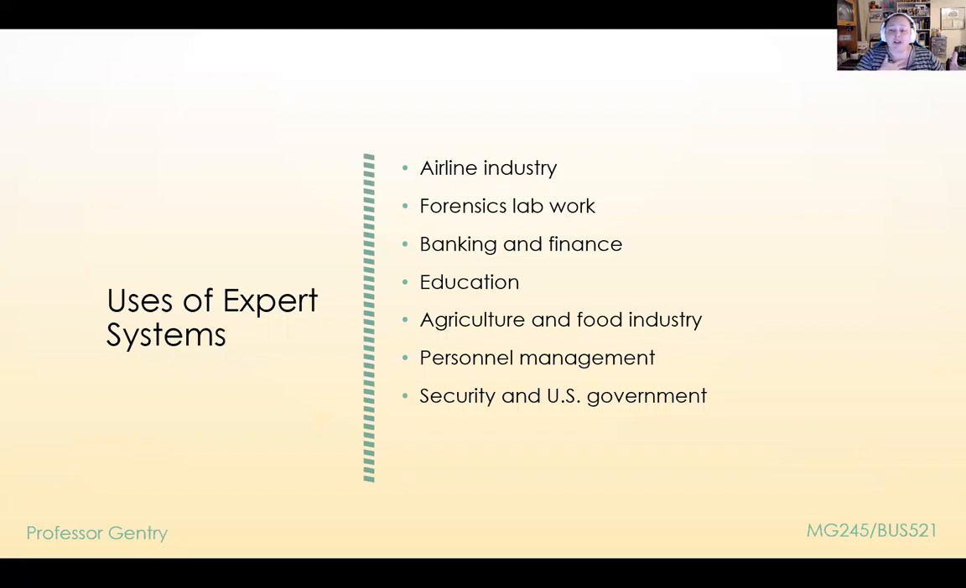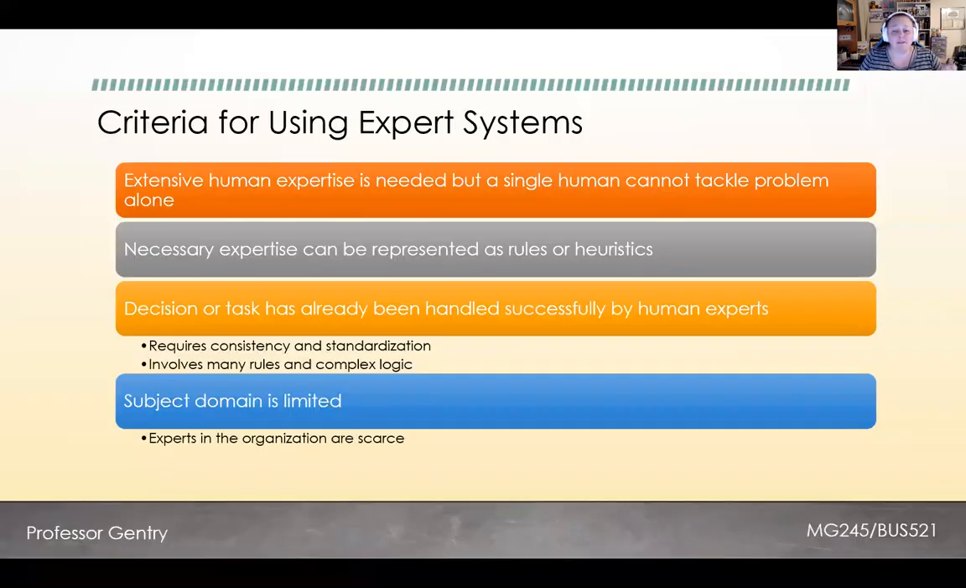Expert systems are used in a variety of ways in industries. Expert systems are used to monitor nuclear power plants, to assist the IRS, the USPS, and even the DOT. Expert systems can review DNA samples looking for matches, and it can even train your employees. An expert system should be used if one or more of the following conditions exist. Extensive human expertise is needed, but a single human cannot tackle the problem alone. Okay, they can then get the help of that expert system.